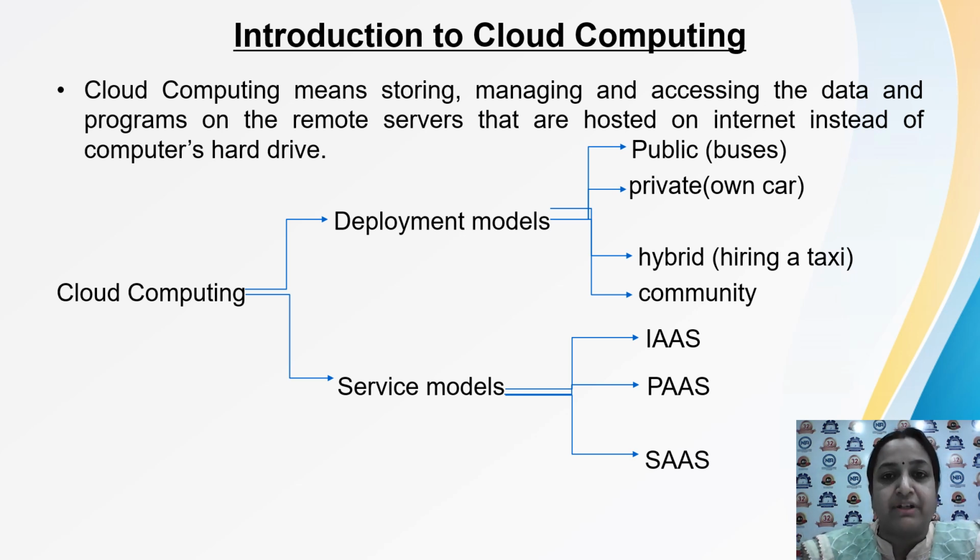Now, what is the meaning of community cloud? Community cloud means several companies hire a common platform for their employees. That means two or three companies are building one common platform for their employees. That is the meaning of community cloud. Now, another classification that I have shown here is the service models, which comprise infrastructure as a service, platform as a service, and software as a service: IaaS, PaaS, and SaaS.